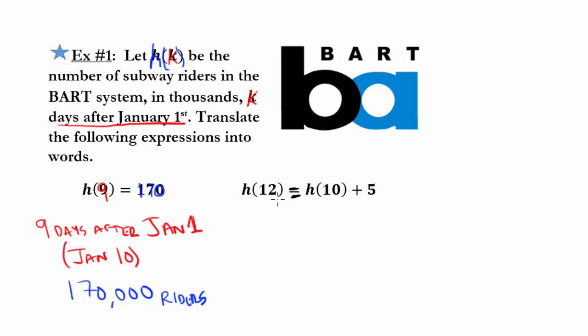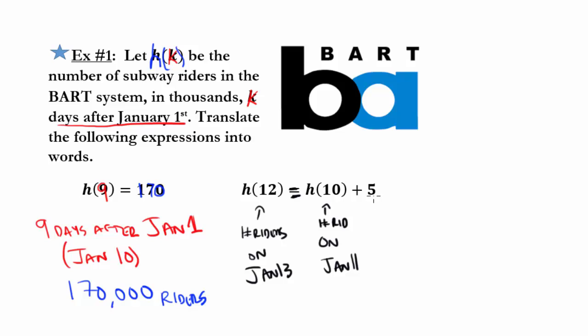Well, h of 12 is, again, the output, the number of thousands of riders, 12 days after January 1st. So this is representing the number of riders on January 13th. In a similar way, h of 10 is representing the number of riders 10 days after January 1st, which is January 11th. And this plus 5, we say, well, is that plus 5 riders? Well, no, it's not, right? So this is actually plus 5,000 people, okay?